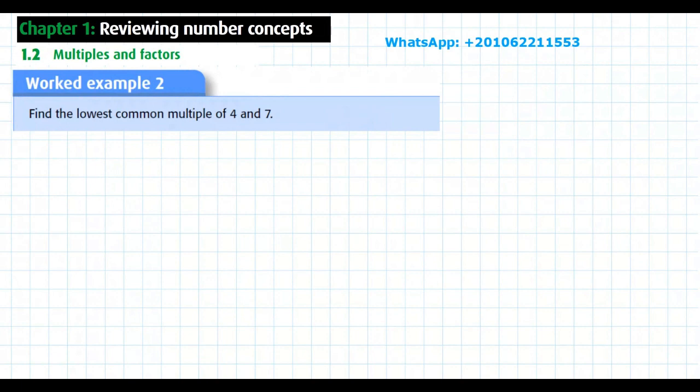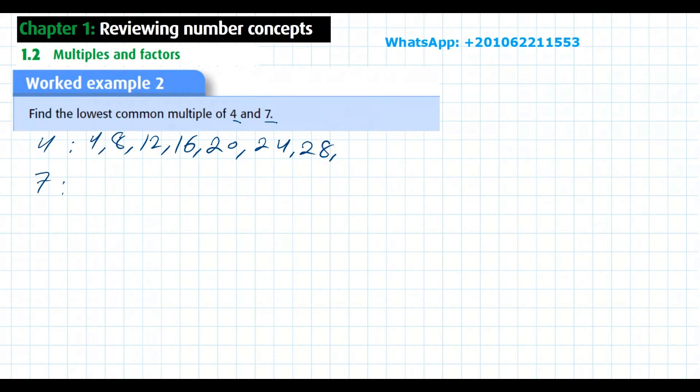Here, we're going to deal with another question. He said, find the lowest common multiple of 4 and 7. Then you're going to find the multiples of 4 and then the multiples of 7. After that, find the common multiples. Let's see. 4 by 2 becomes 8. 4 by 3 becomes 12. And 4 by 4, 16. 4 by 5, 20. And after that, 4 by 6, 24.